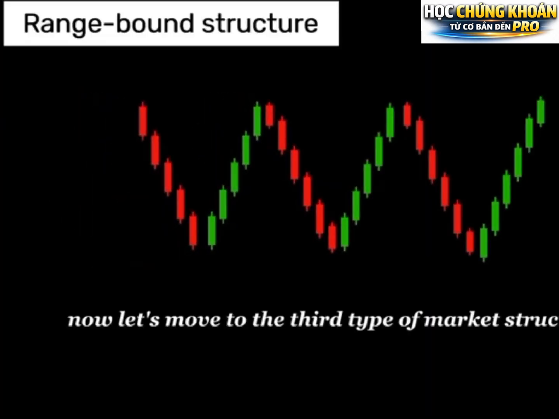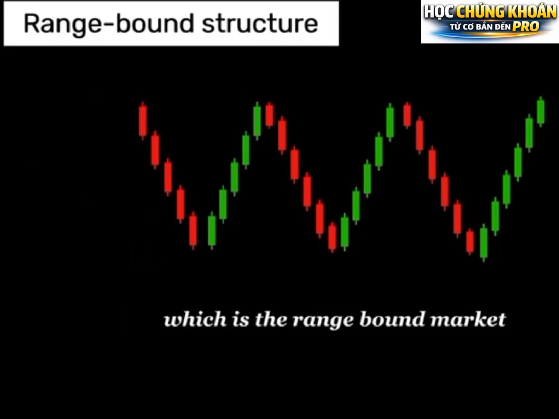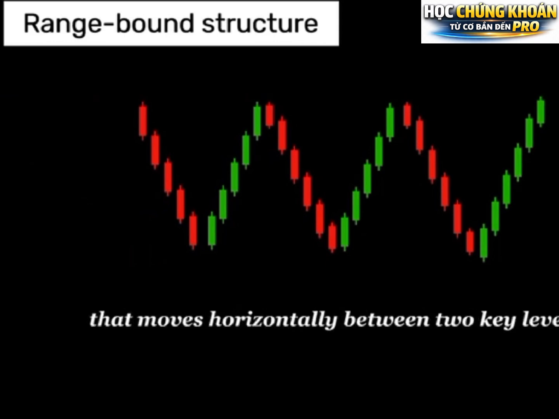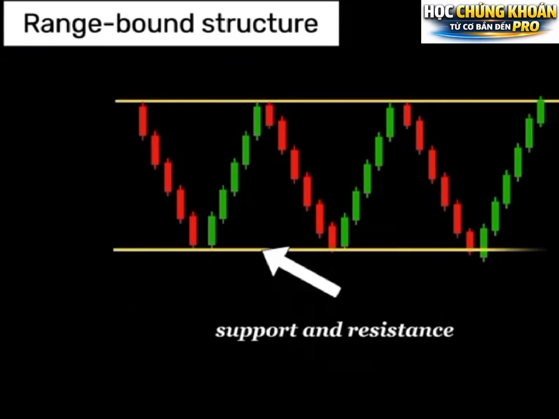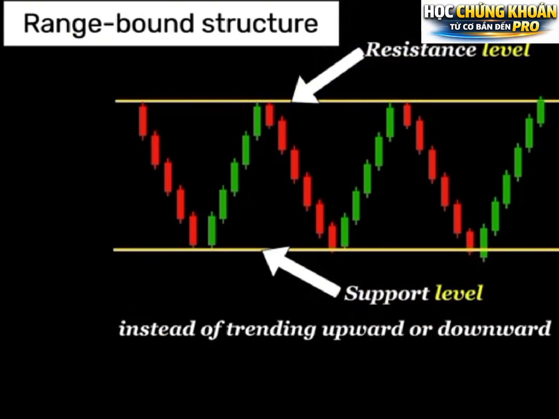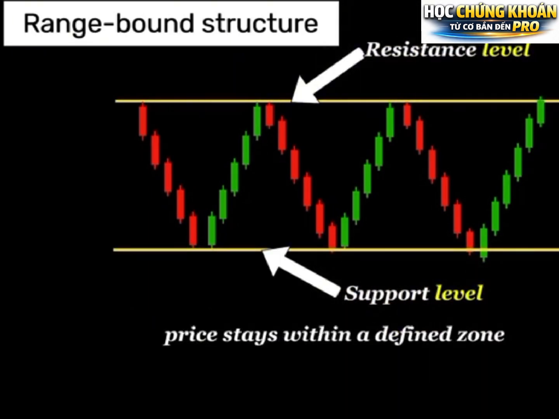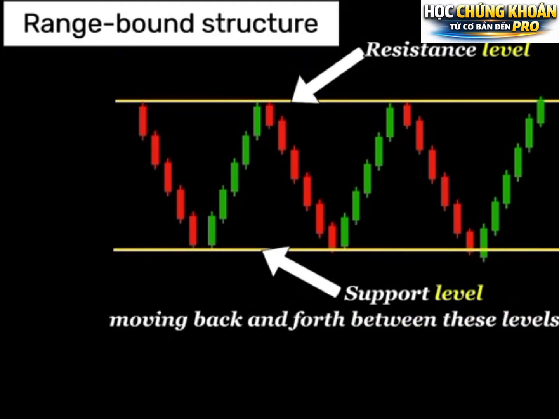Now let's move to the third type of market structure, which is the range-bound market. A range-bound market is a market that moves horizontally between two key levels, support and resistance. Instead of trending upward or downward, price stays within a defined zone, moving back and forth between these levels.